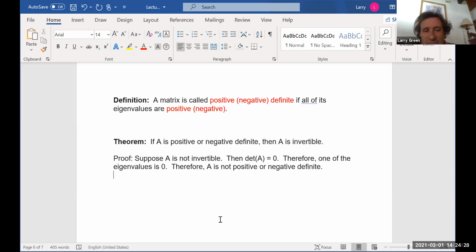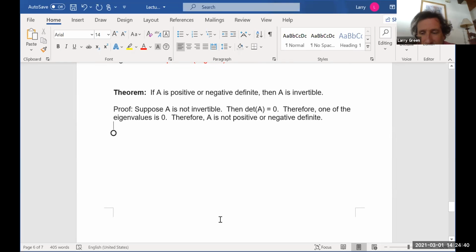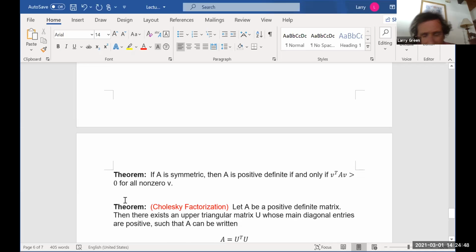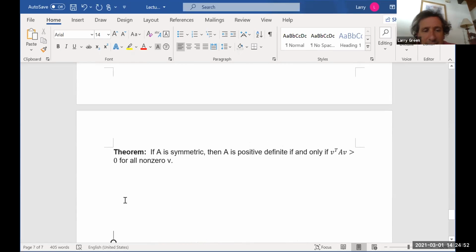So positive and negative definite are nice because if you have it, then you know you have an invertible matrix immediately. Any questions on the theorem? Okay. Now this comes up a lot, and that is, let's suppose we have a symmetric matrix. Then A is positive definite if and only if v transpose Av is greater than 0 for all non-zero v. This is used a lot. So if A is symmetric, then we can always say this. What are the nice things about symmetric matrices?